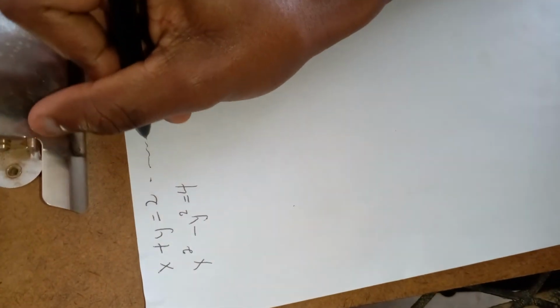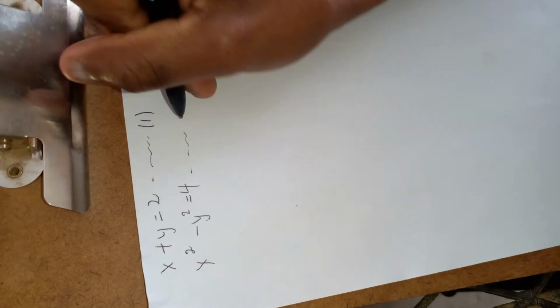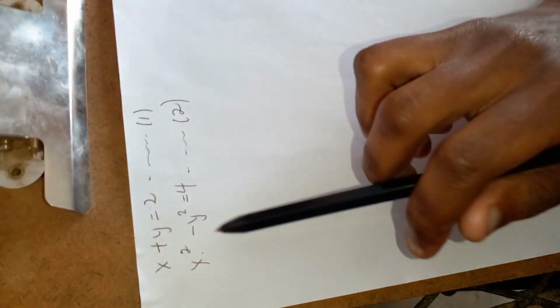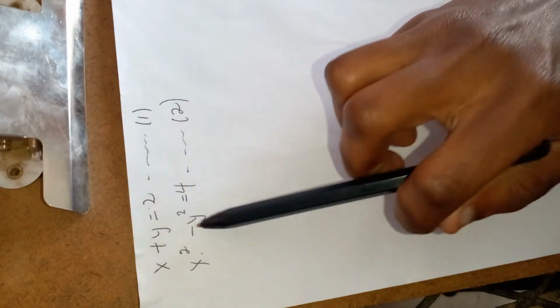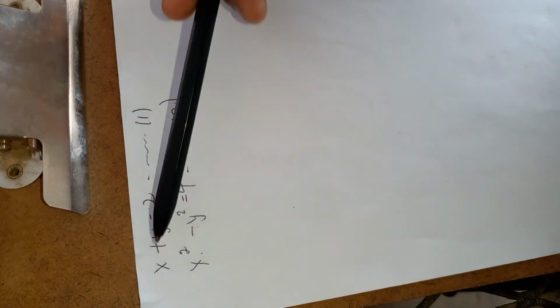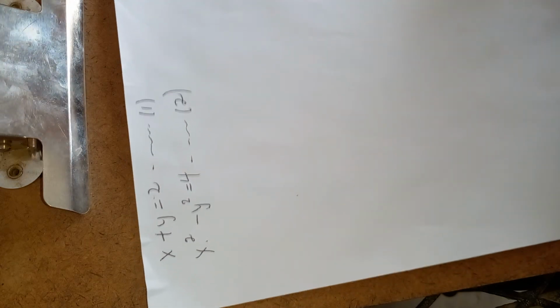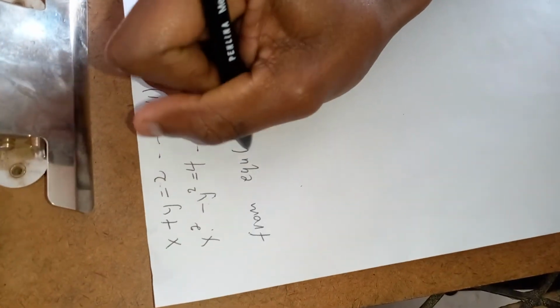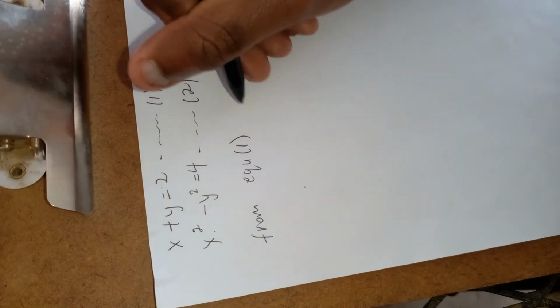So we name this equation 1, and the other one equation 2. After naming your equations, the second step says you make equation 3. Equation 1 is simpler compared to equation 2, because equation 2 has x to the power of 2 and y to the power of 2, which is more complicated. So we make equation 3 from the simplest equation, which is equation 1.